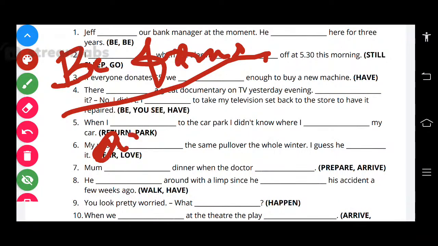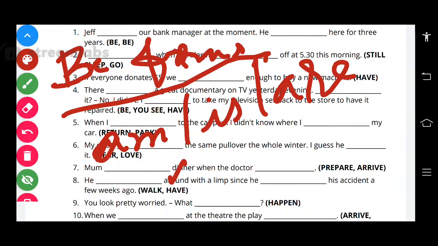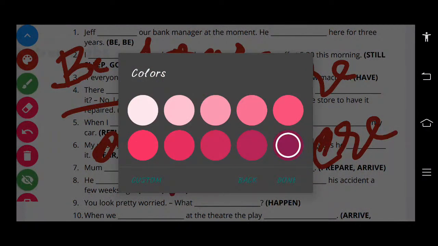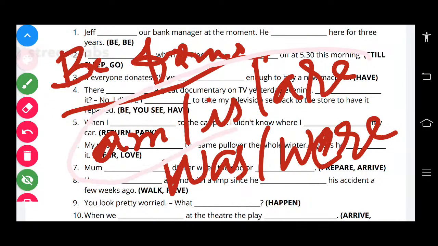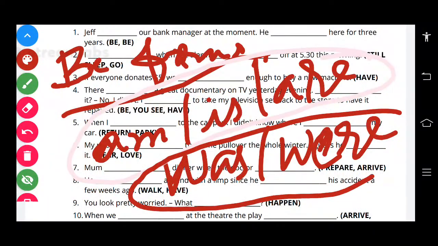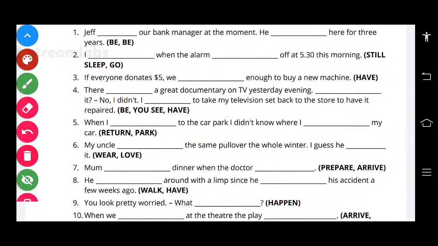Generally we say am, is, are, then was and were. So these are considered as be forms. But out of this, we have to consider these 3: am, is, are, which we generally consider as present be forms, whereas was and were we consider as past be forms. Now did you understand this? So do we have to use present be forms or past be forms? That depends on the sentence.